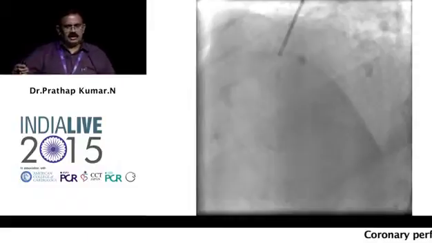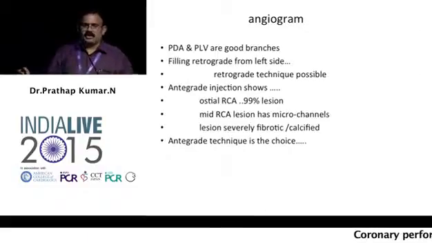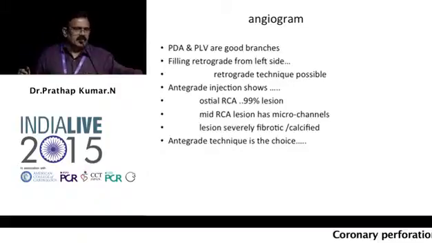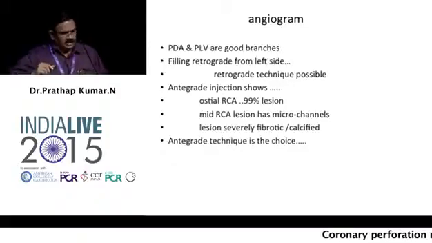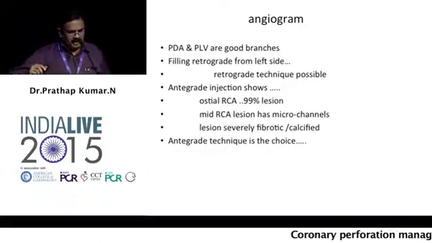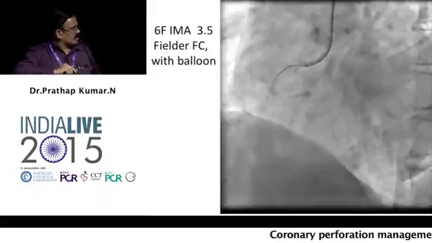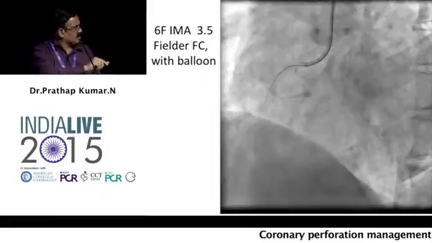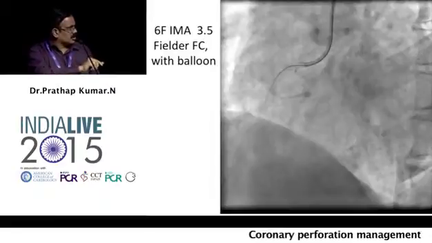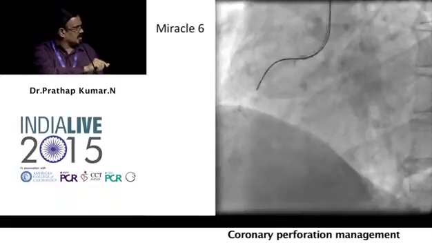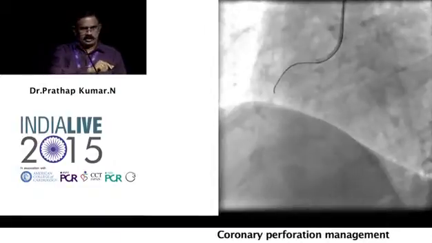By seeing that the PD and PL were good branches, filling retrograde from the left side, retrograde technique was possible, but an antegrade injection shows ostial RCA 99% lesion, mid RCA lesion has microchannels, lesion severely fibrotic or calcified, antegrade technique is the choice. I decided to take a wire, a full FC with the balloon, not crossed. Then I took a Miracle 6, which also did not cross, but Conquest Pro 12 crossed.